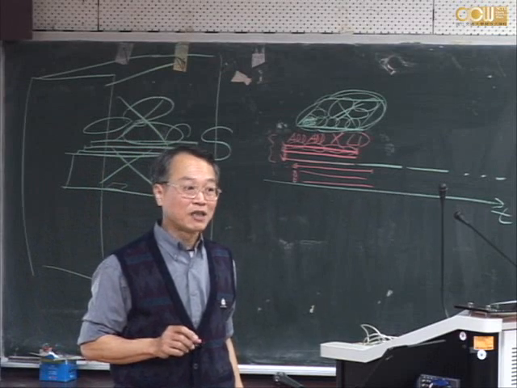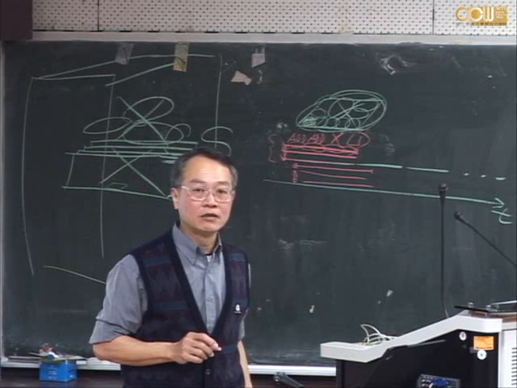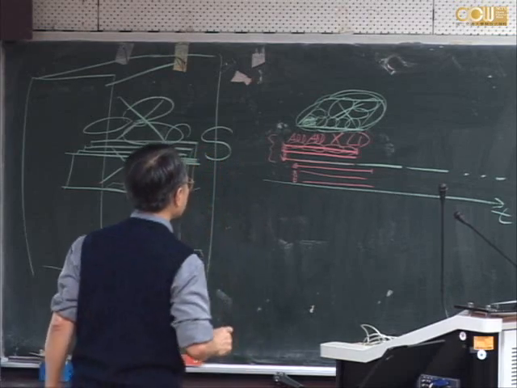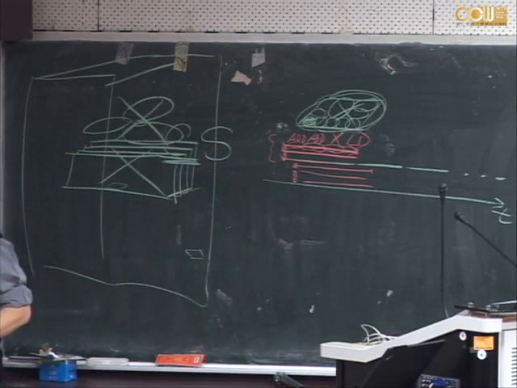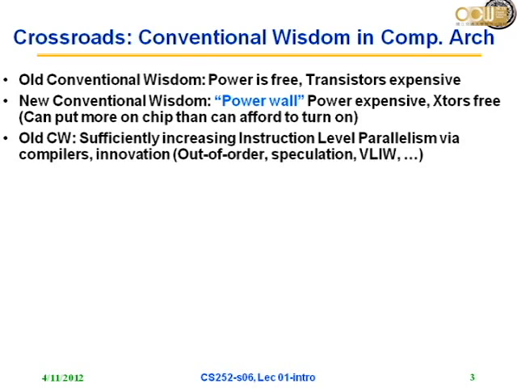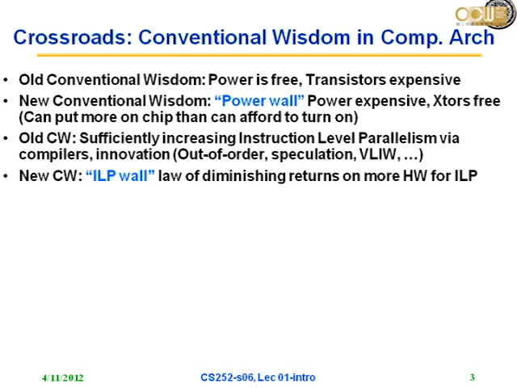Why? They're not smart enough? No. The reason is because there's no more parallelism we can find on the instruction level. So the new conventional wisdom says instruction level parallelism has been exhausted. No more, unless for very special applications. So there is a law of diminishing, disappearing returns on more hardware for instruction level parallelism. We don't get that much back for the investment we put in.